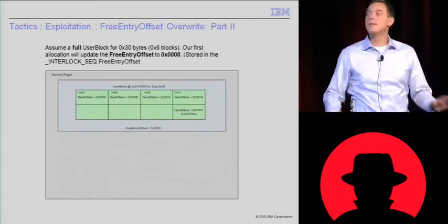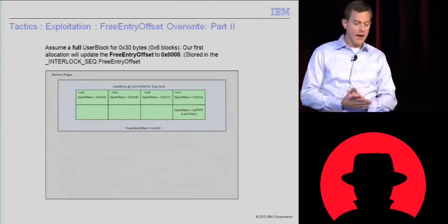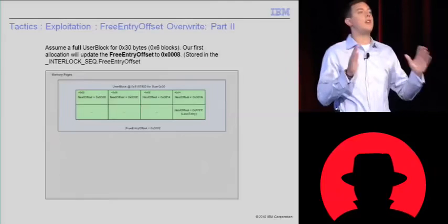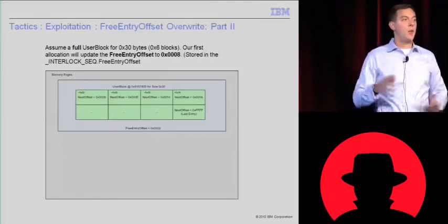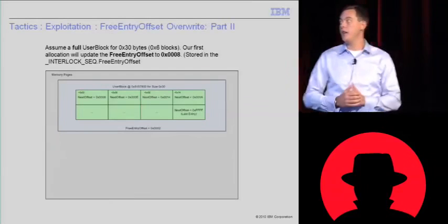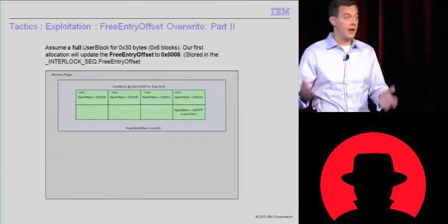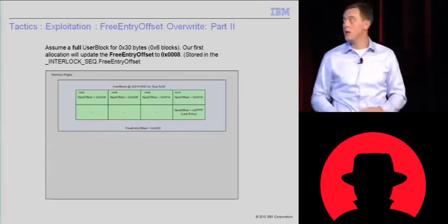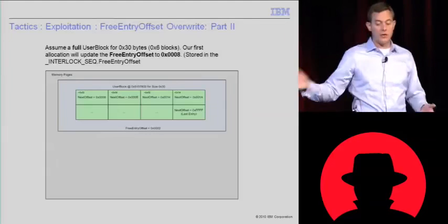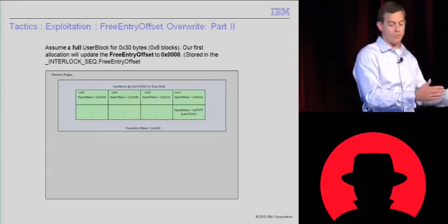So let's assume again a user block for a size of 30 hex bytes. And it's going to be a fresh user block. It doesn't necessarily have to be. You just need 2 adjacent chunks, one that you can overwrite and one that can be overwritten into. So if you would make an allocation here, the free entry offset would be updated to point to offset 8. That's the next chunk. If you made another allocation, offset E, another allocation, offset 14, et cetera, et cetera. That's because for size 30 hex bytes, it's 6 blocks.